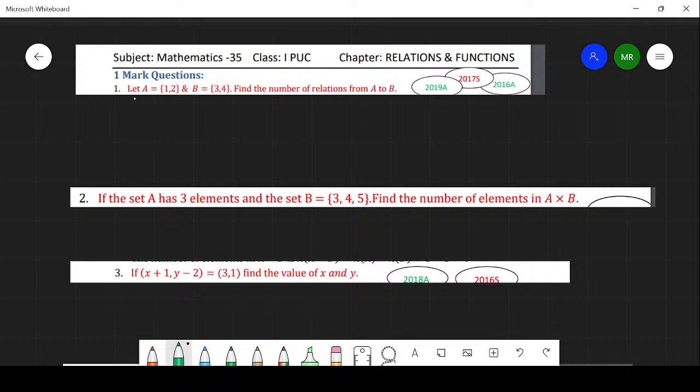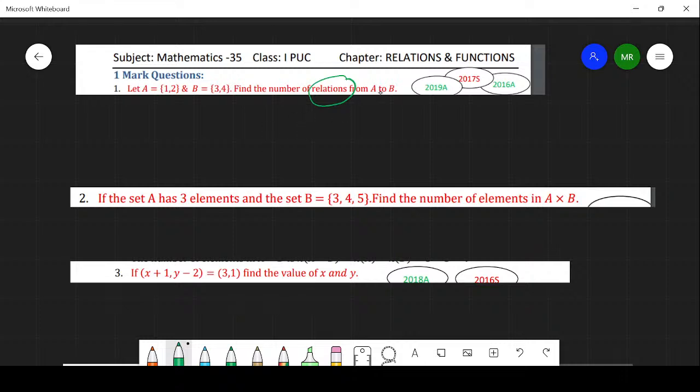Now see the first one. A is equal to the set {1, 2}, B is equal to {3, 4}. Find the number of relations from A to B. Whenever they are talking about the relation, every subset of A cross B is known as a relation from A to B.